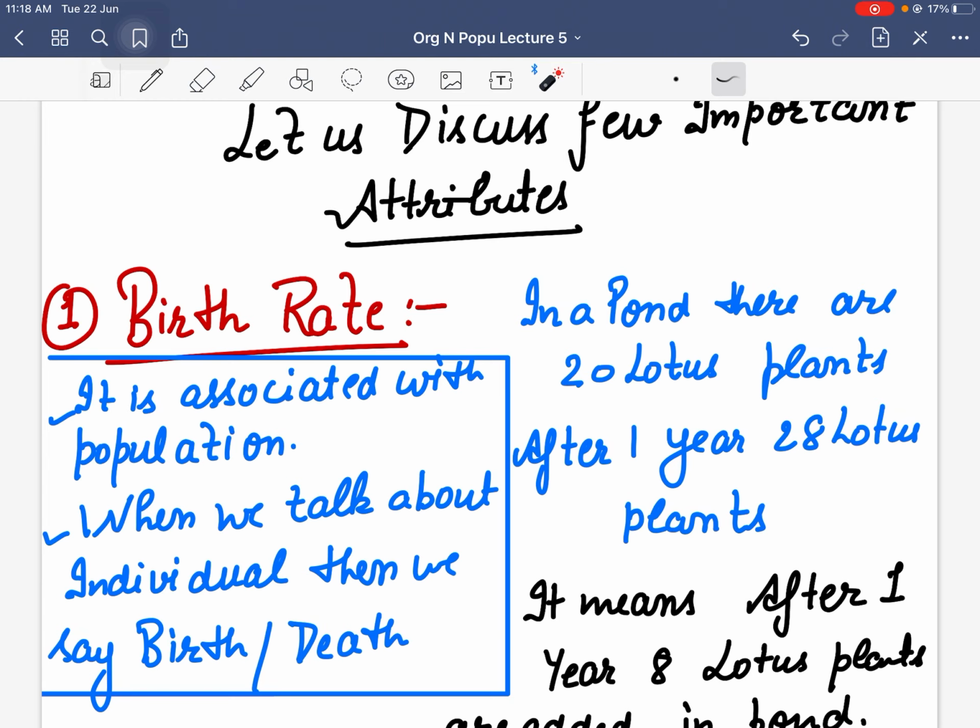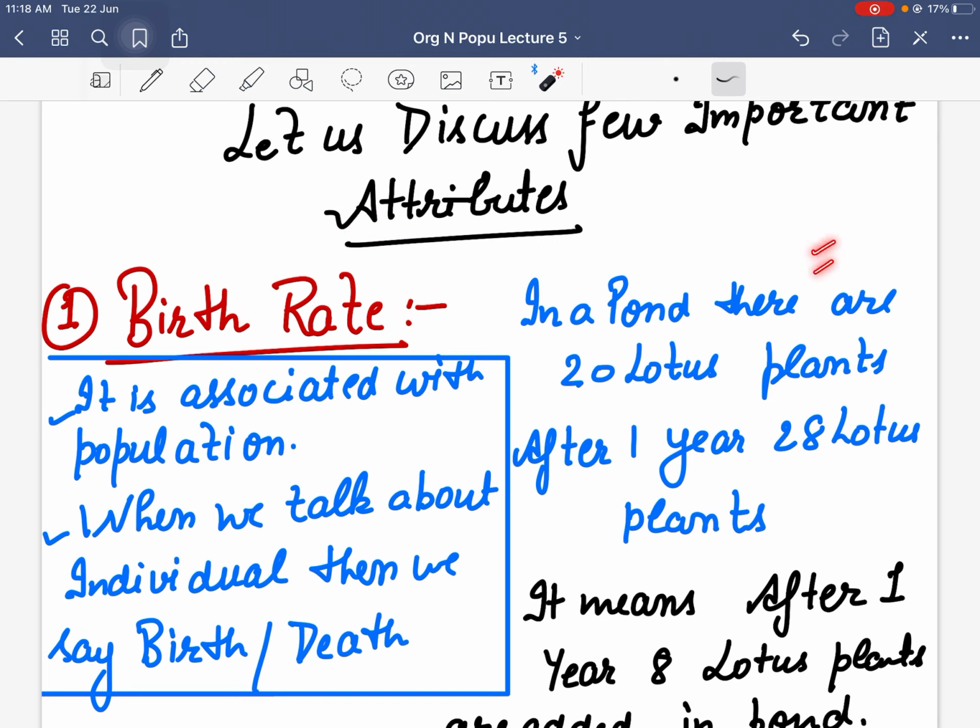The word rate, when you are writing the word rate, it is associated with population. When we talk about any individual, suppose in a home a child is born, then an individual is born. So when we talk about a single individual, then we say birth or death. But when we talk about a group, then we say the rate. So the word rate is associated with the population.